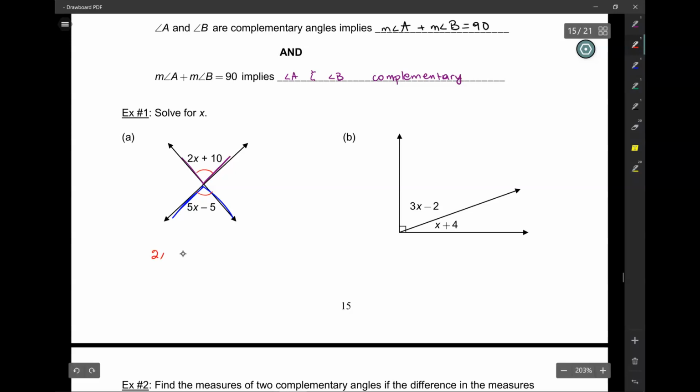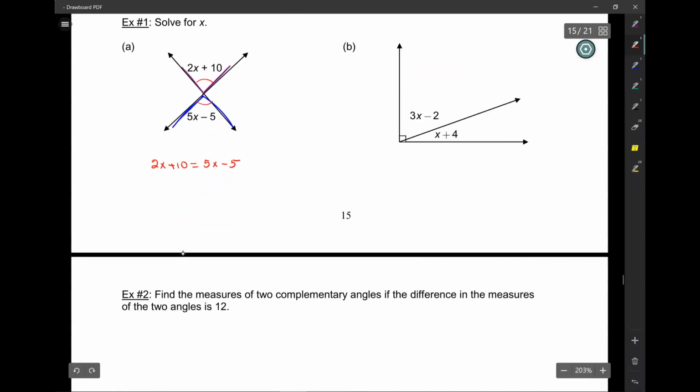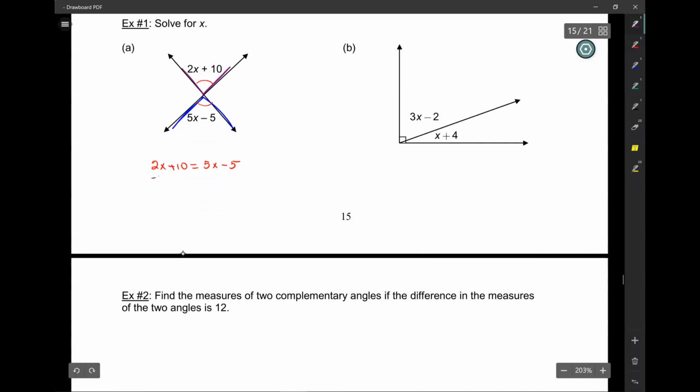So you say 2x plus 10 equals 5x minus 5. Subtract 2x. So 10 equals 3x minus 5. Add 5. 15 is 3x, so x is 5. But for B, would you add them?